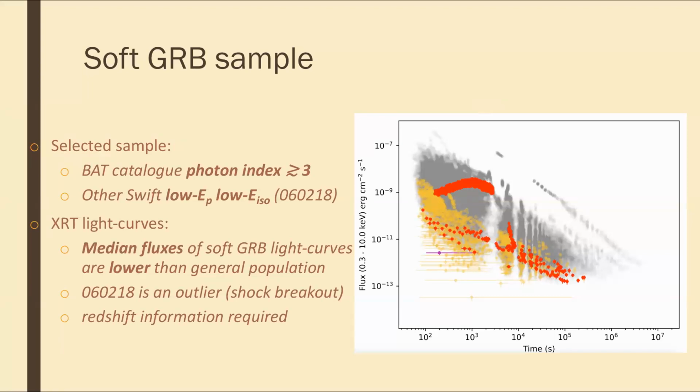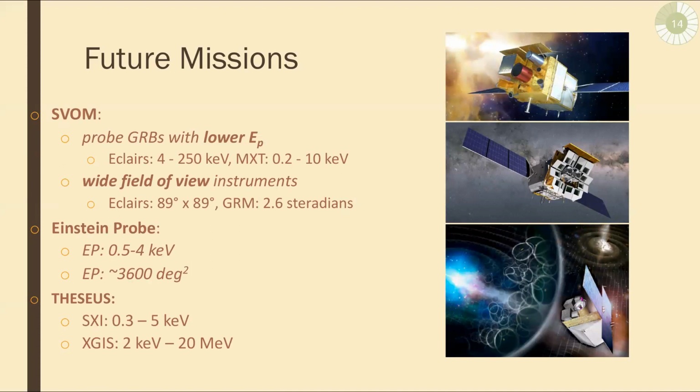So that's what we found for these GRBs, and we think we will find a lot more of this kind of soft GRB from future missions, such as SVOM, Einstein Probe, and THESEUS. These have a lower spectral peak energy range, and the wide field of view instruments should be able to give us more information on what this sort of sample of GRBs looks like and enable more follow-up observations.